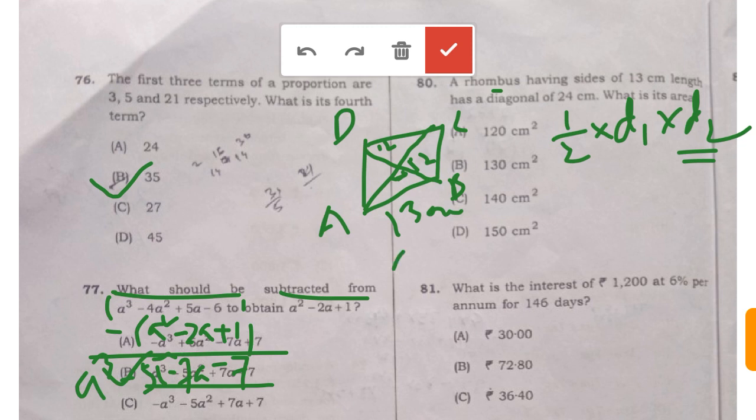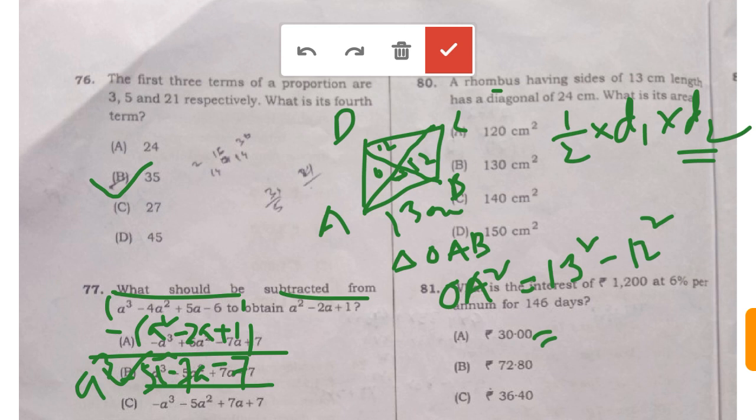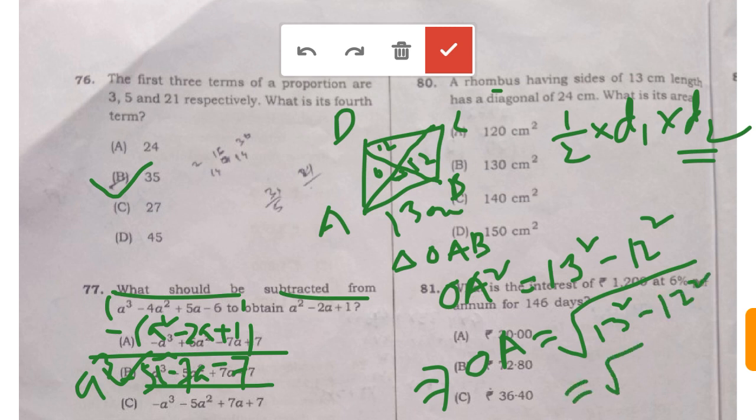So from the triangle OAB, this one is OAB, we will get OA square is equal to 13 square minus 12 square, by using the Pythagoras formula. And this will be OA is equal to square root of 13 square minus 12 square. This is equal to 169 minus 144, is equal to square root of 25, is equal to 5.